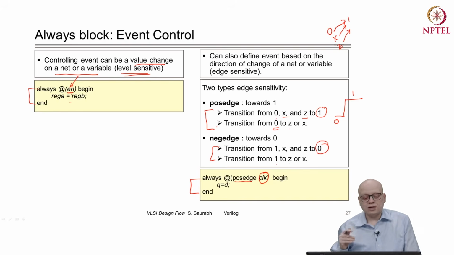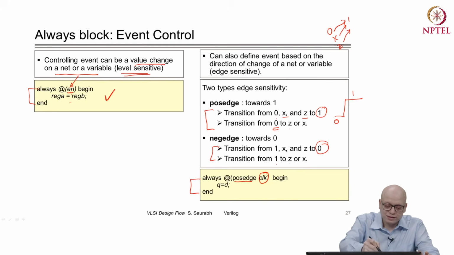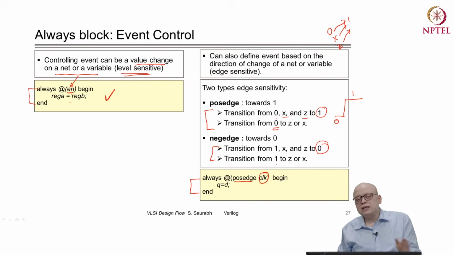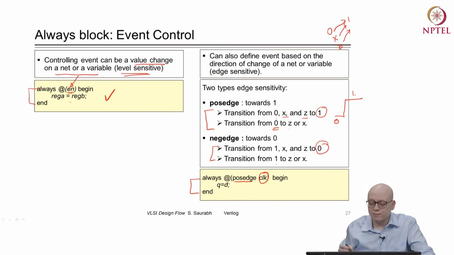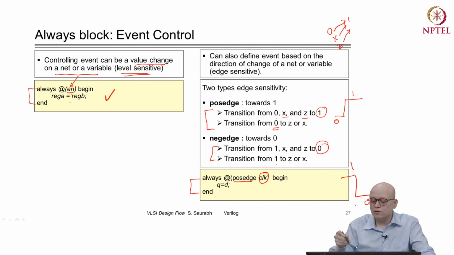So, there are two ways of triggering an always block. The first one is level sensitive, where if a signal changes its value, then we say that the always block will be executed, as in this case. The other is where there is a direction to the change, meaning that it will get triggered only when a 0 to 1 transition is happening, not the other way around. For example, if it is a 1 to 0 transition, this block will not be triggered.